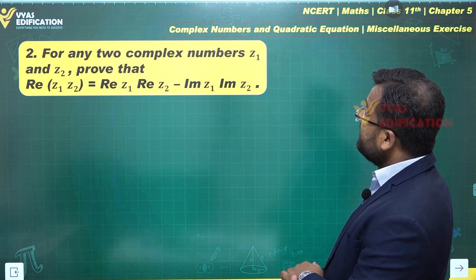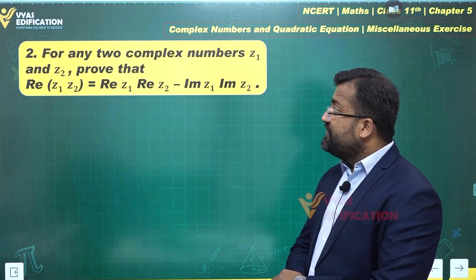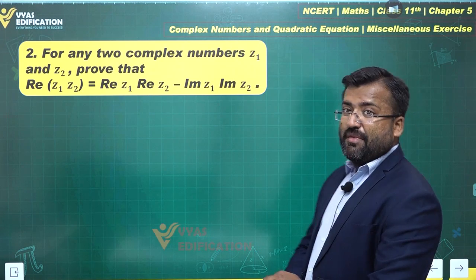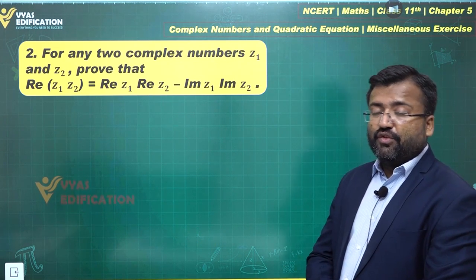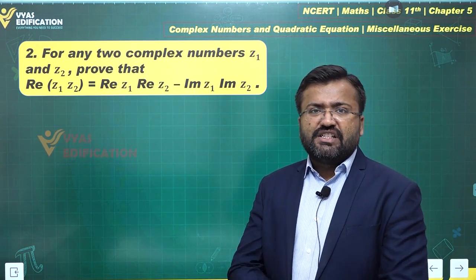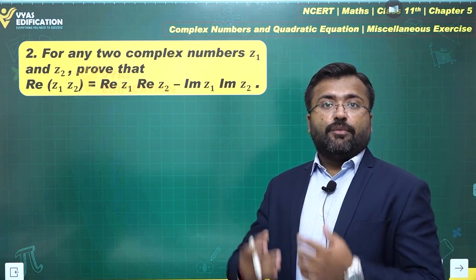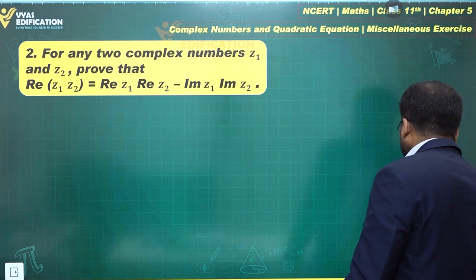For any two complex numbers z1 and z2, prove that the real part of z1 z2 equals the real part of z1 times the real part of z2 minus the imaginary part of z1 times the imaginary part of z2. Now how do we go about proving this? The question is talking about any two complex numbers in general, so let us begin with two general complex numbers. What do we begin with?